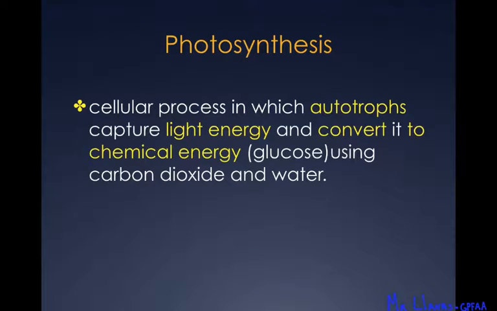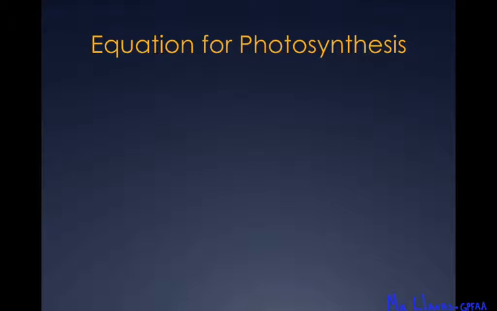Okay. Now photosynthesis, remember, is the process of making glucose. And the ones that make glucose are autotrophs. They're the ones that grab the sunlight and convert it into glucose, or chemical energy. Okay, and they do that by using carbon dioxide and water.